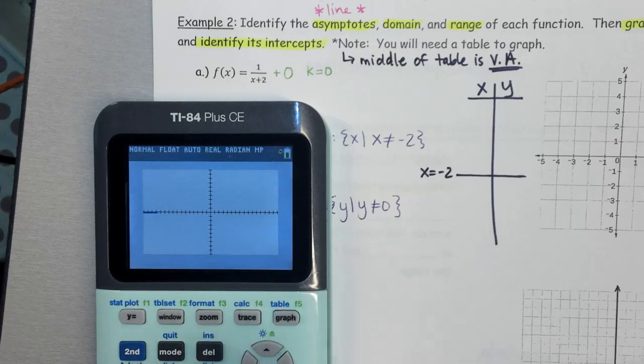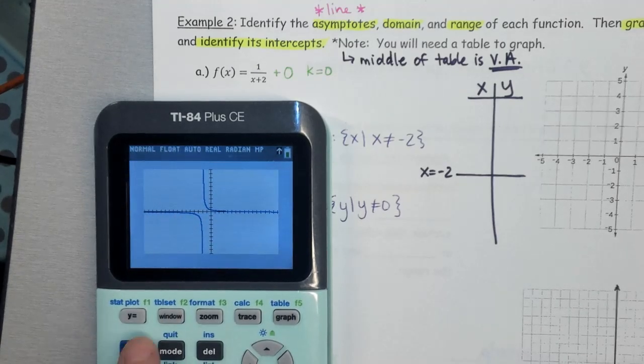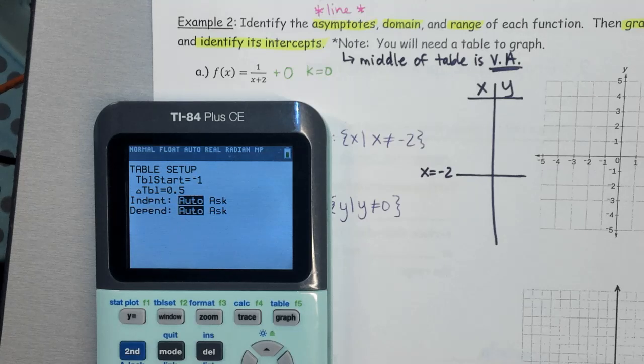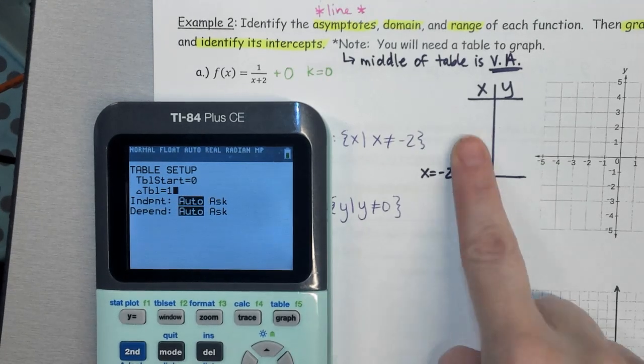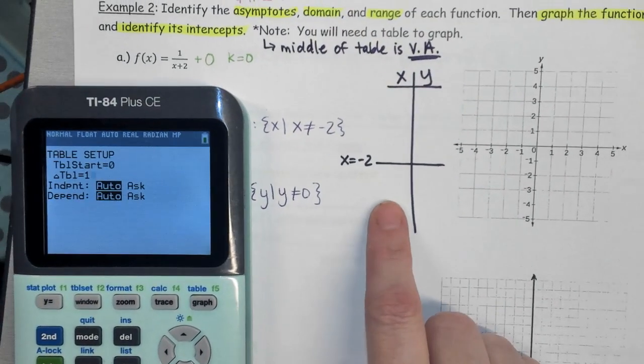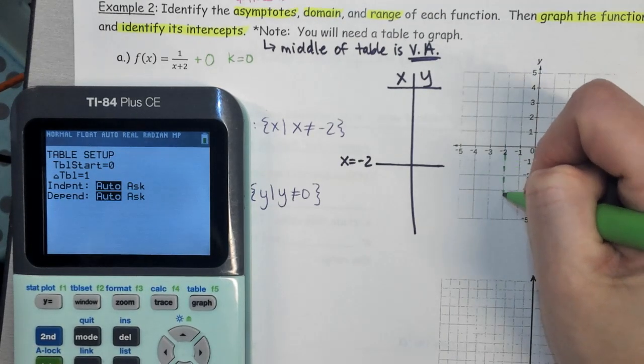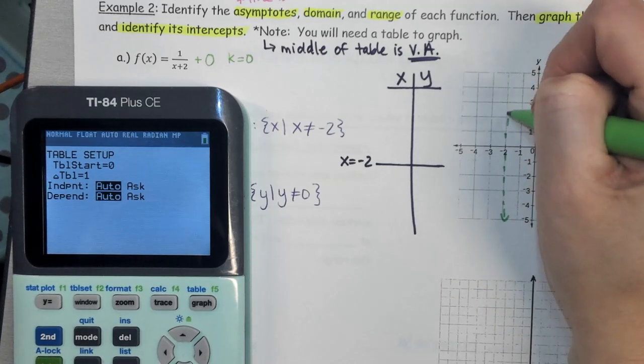Okay, and then your graph, just like, oh, this one looks nice. Sometimes the graph doesn't show you the full branch here. This one does. So we're going to go to our table set. We're going to start at 0. We're going to go by ones. And what we want to do is we want to have 4 values to the left and 4 values to the right of where our vertical asymptote is. So the vertical asymptote is at x equals -2.